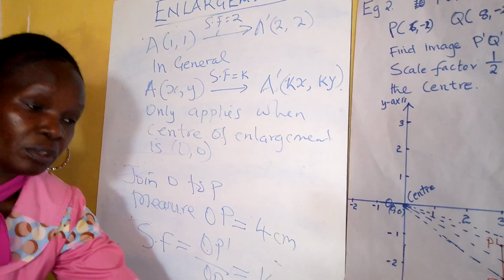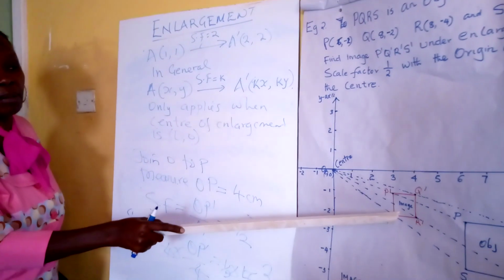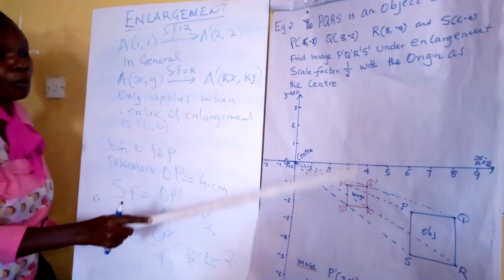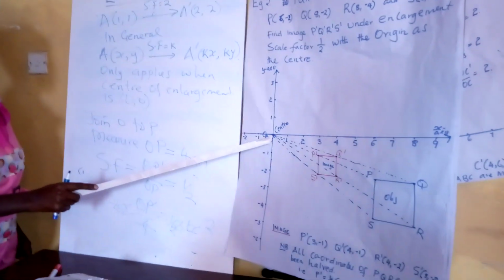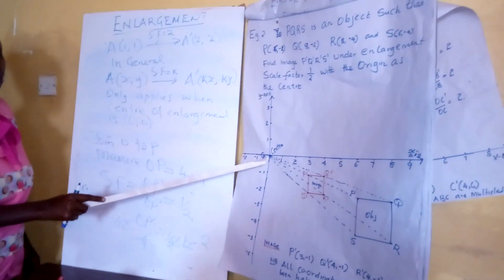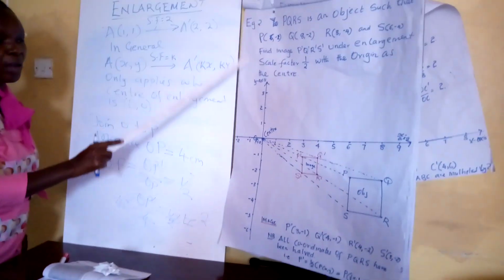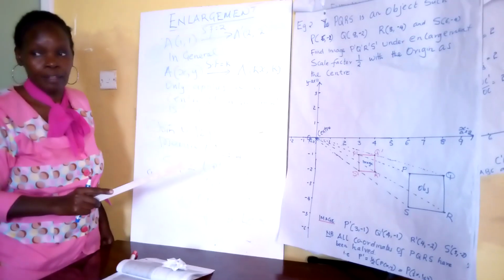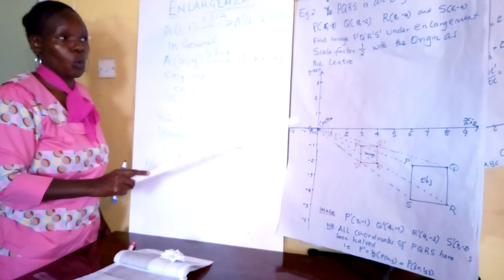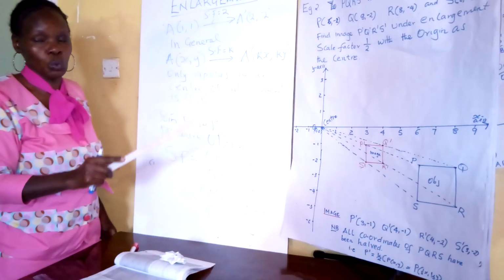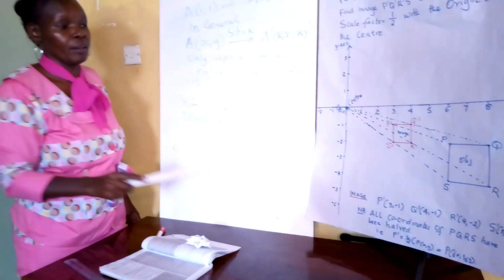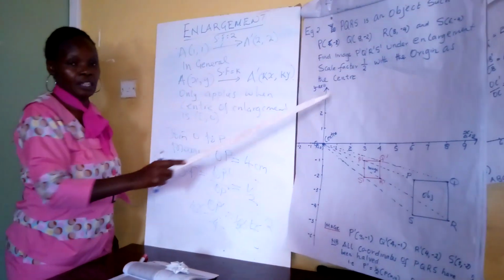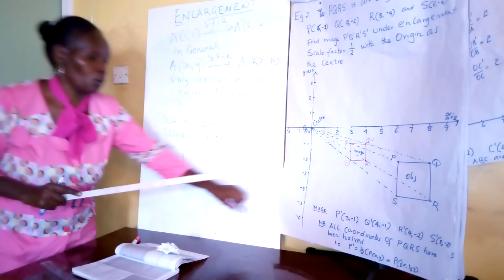Now there's something that you're going to note, that the image is smaller than the object. But both the image and the object are on the same side of the center of enlargement. Now the difference between example 1 and example 2 is that in example 1, the image was bigger than the object. Why? Because the magnitude 2 was greater than 1. Here, the image is smaller than the object. Why? Because the scale factor has a magnitude that is less than 1.